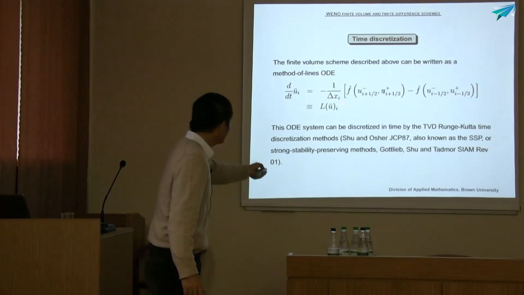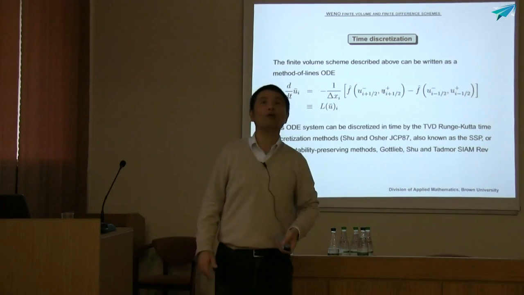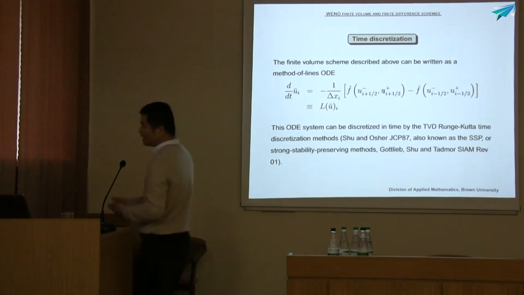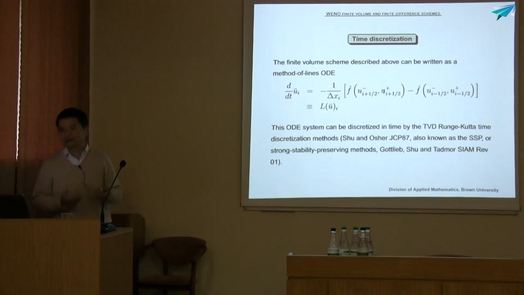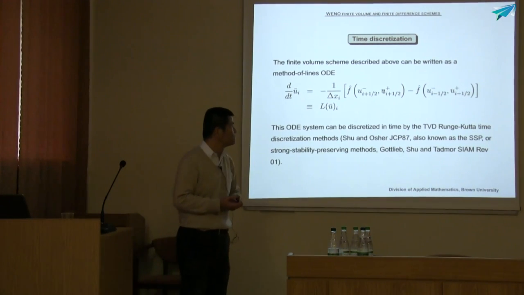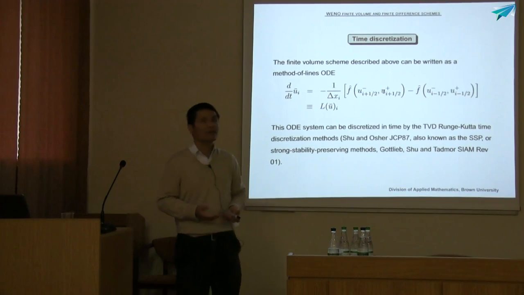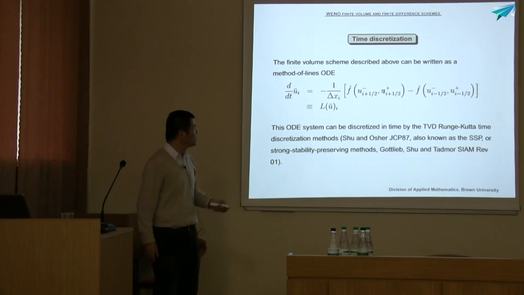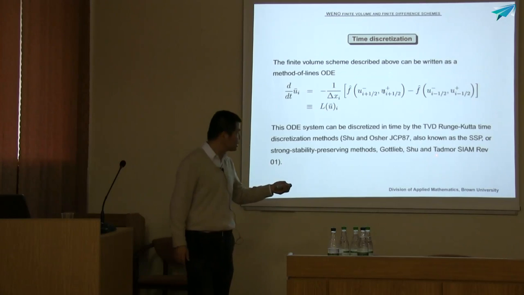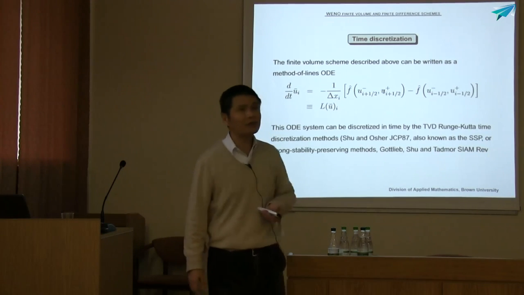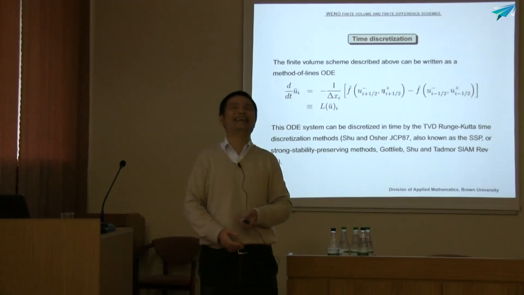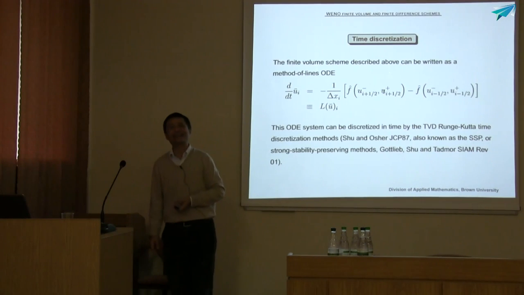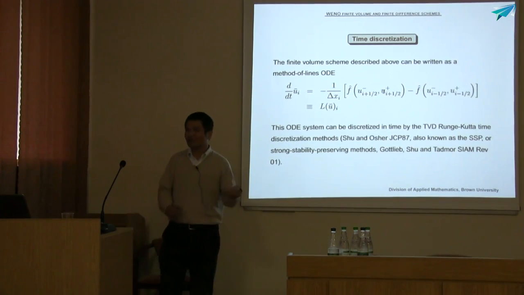And then this is an ODE, then you discretize this ODE by your favorite ODE solver. So for example, you can use SSP, sometimes called TVD, Runge-Kutta time discretization. In this earlier paper, Shu and Osher, JCP 87, it is called TVD Runge-Kutta method. Later, in the paper by Gottlieb, Shu, and Tadmor, we call it strong stability preserving. It's the same thing. It's just that Tadmor wants to use a fancier name, so we use another name, strong stability preserving, but it's the same scheme.